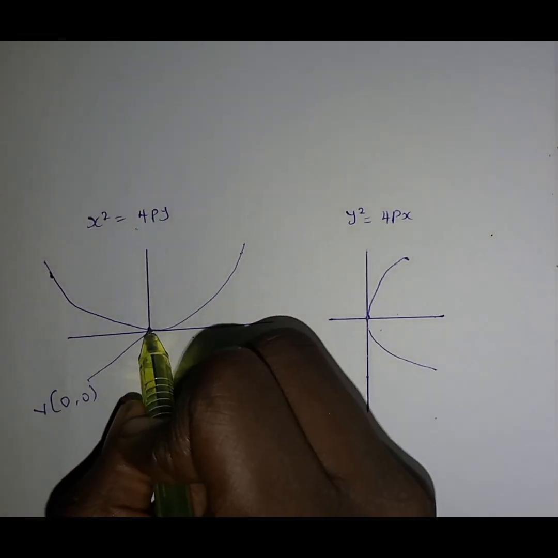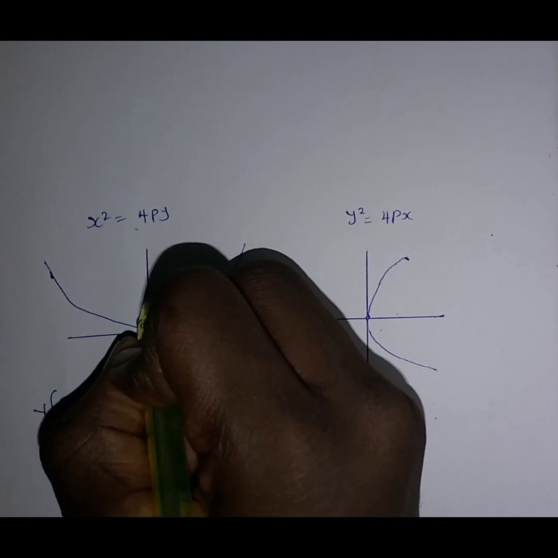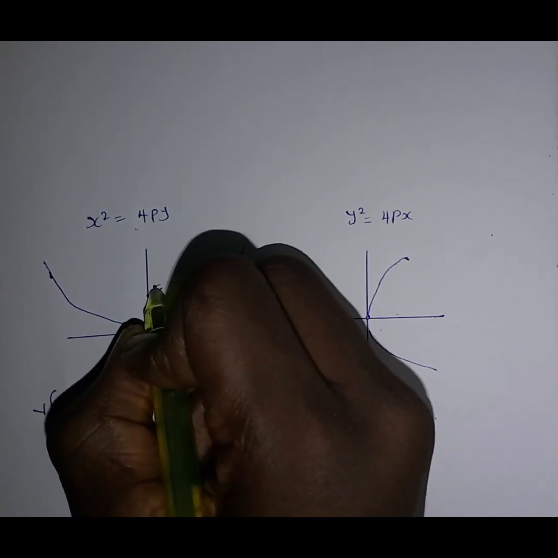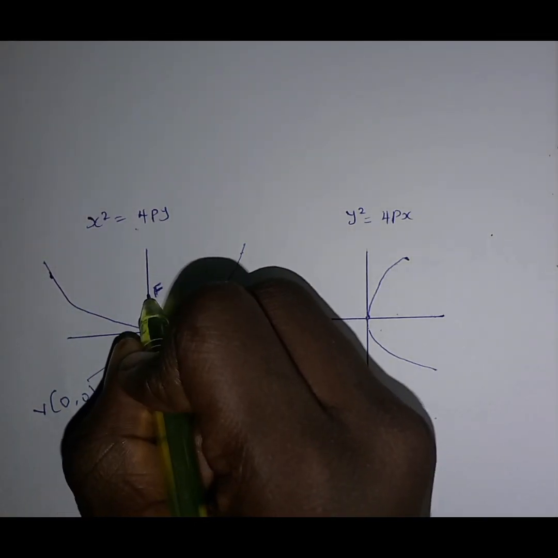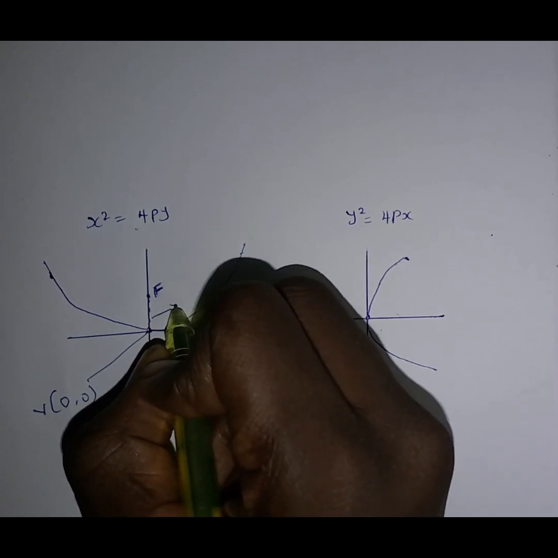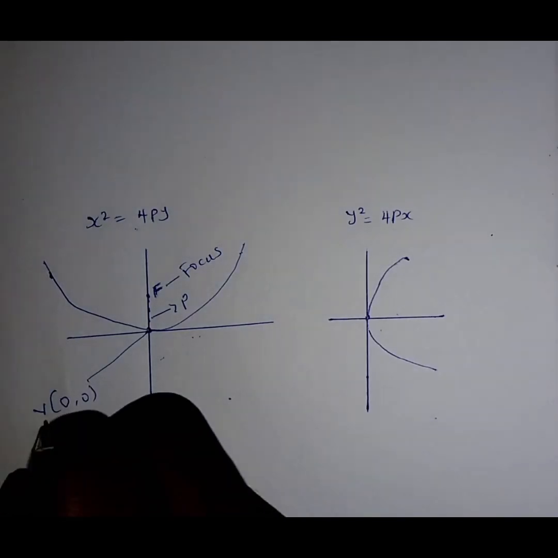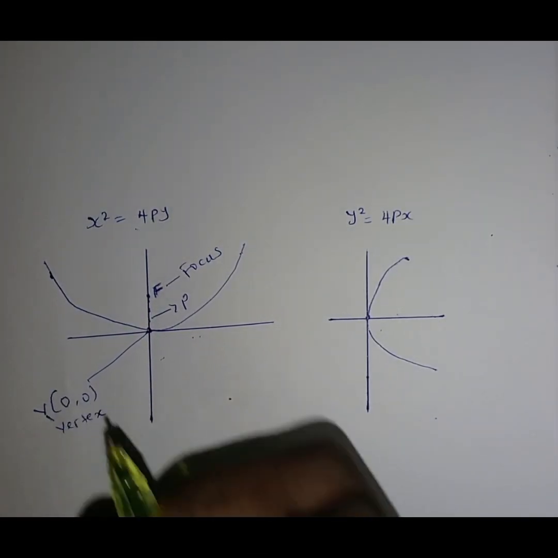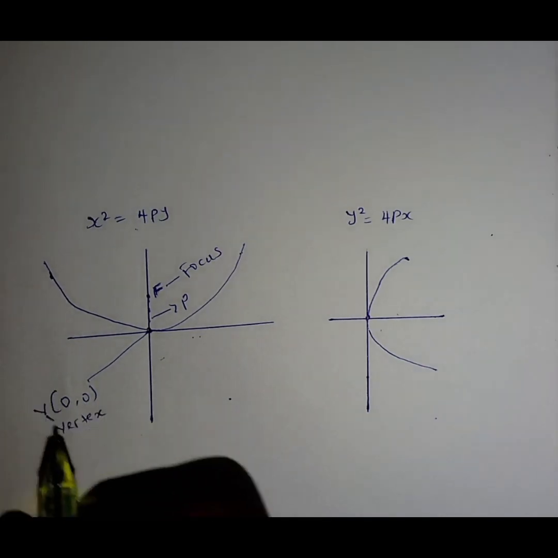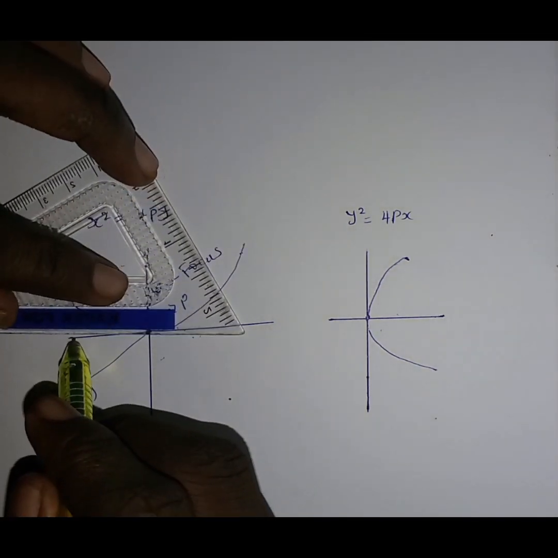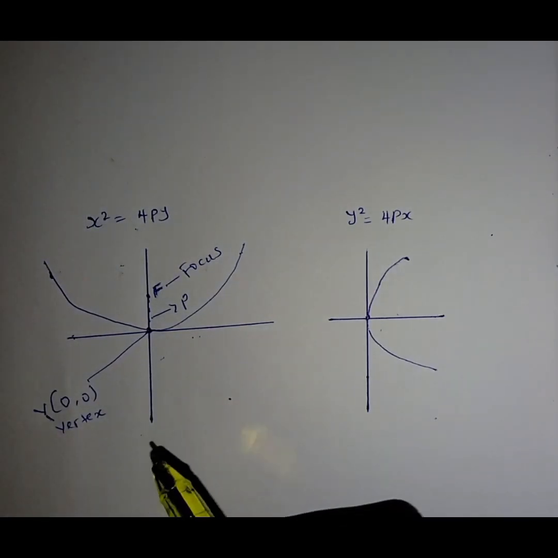Now a distance from this origin, which is the vertex, to a place here is called the focus, F. Please take note of this focus. The distance from this vertex to this focus is labeled p. So this side is the focus, and this side is the vertex.